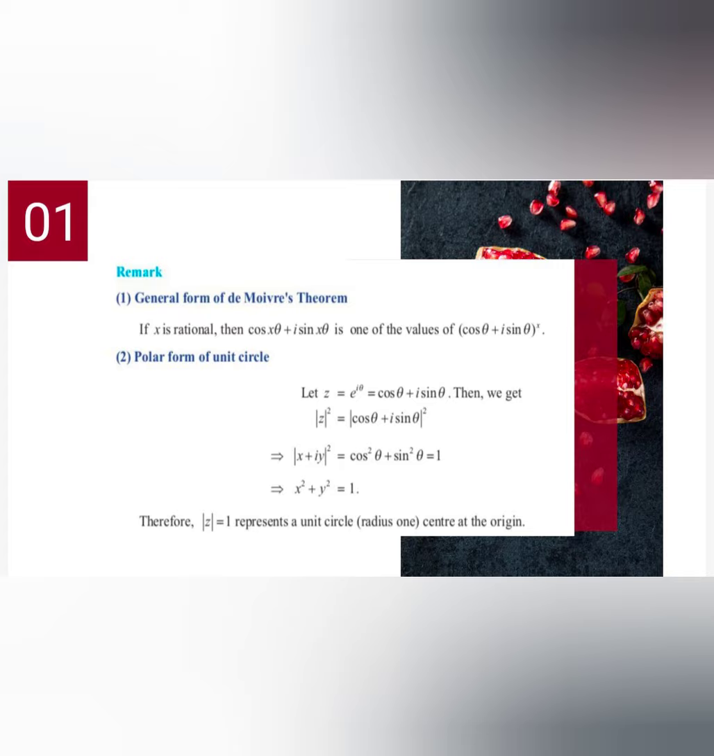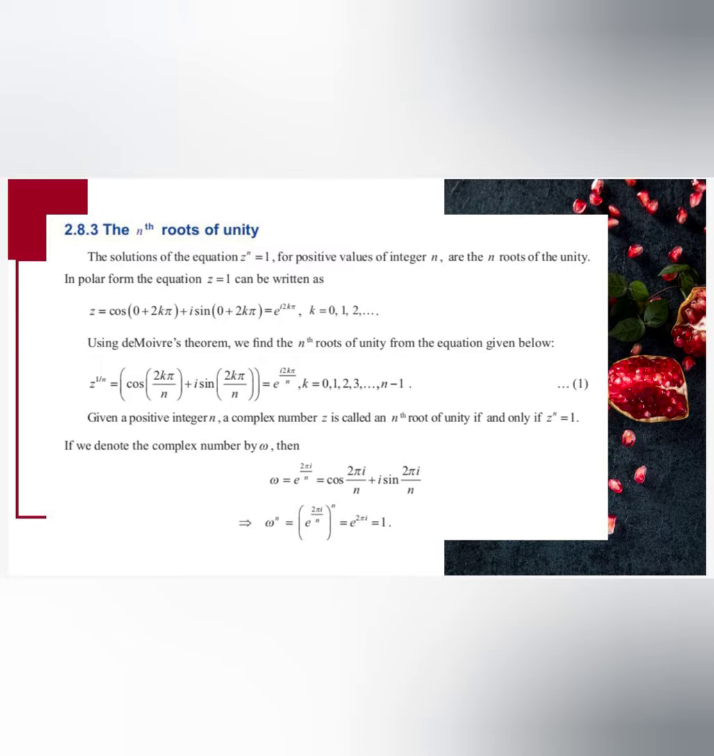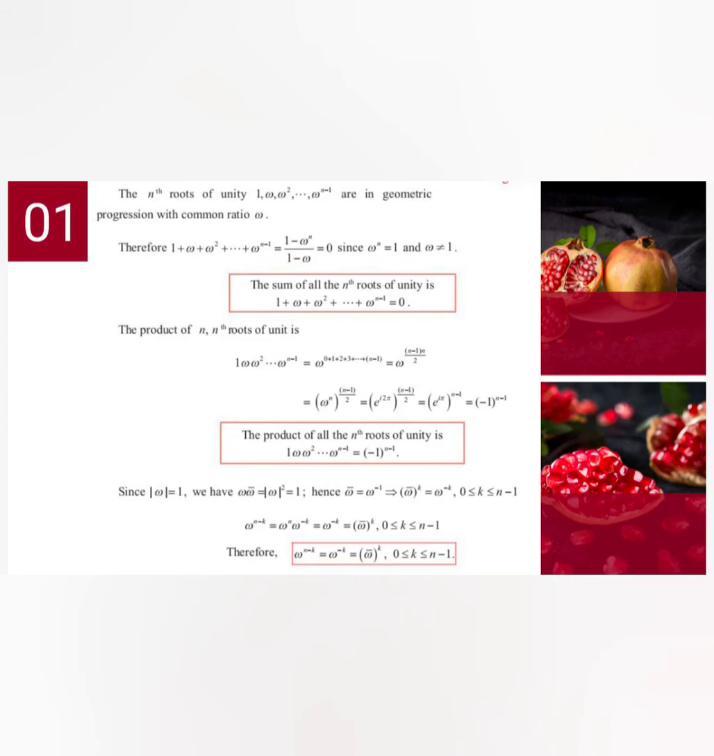Now we have this remark, the general form of De Moivre's theorem. If x is a rational number, cos x theta plus i sin x theta is one of the values of cos theta plus i sin theta, and the polar form is x square plus y square is equal to 1. Now we have the nth roots of unity, the solutions of the equation z power n is equal to 1. So this is also very important. You can see omega power n is equal to e power 2 pi i by n the whole power n. So n and n get cancelled, which is equal to e power 2 pi i, which is equal to 1. So that is the nth roots of unity.